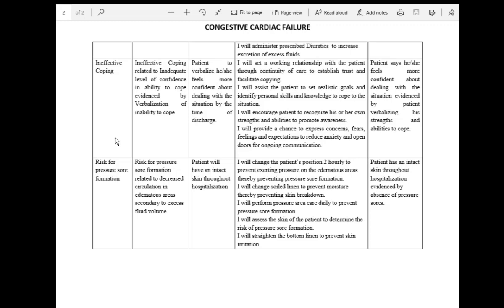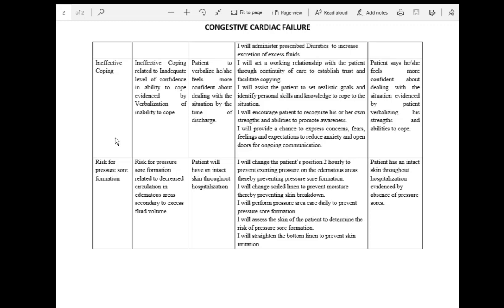So this will be as a result of the edematous area. That's one of the reasons. Another reason is because this person is immobile or there's reduced movement. Therefore, that can predispose to pressure sore formation.